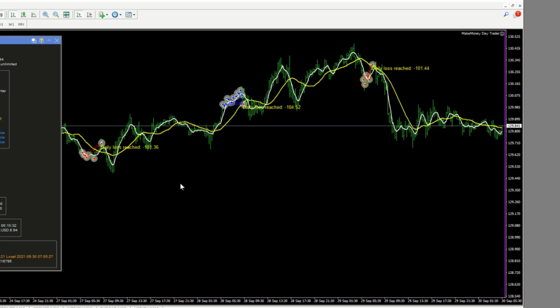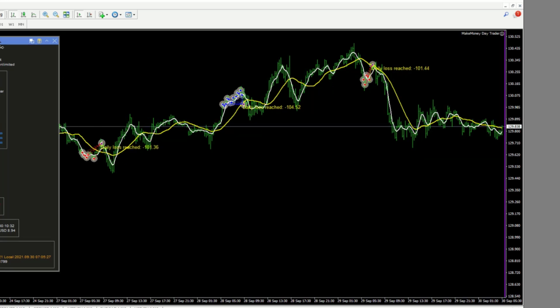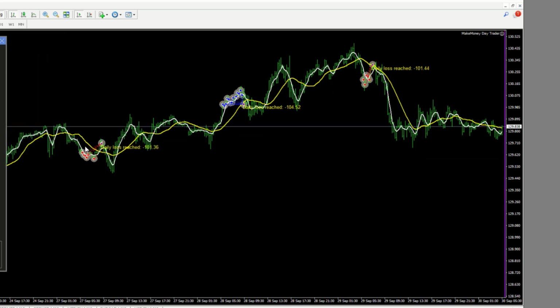Okay, so here's the sad story of the yen. As you can see, loss, and it looks like we've got the same situation. See the trend going down there. It's opening the trades too late. Trend going up too late. Trend going down too late.